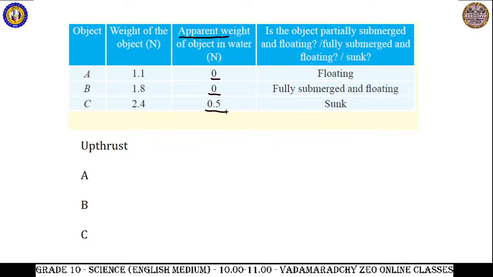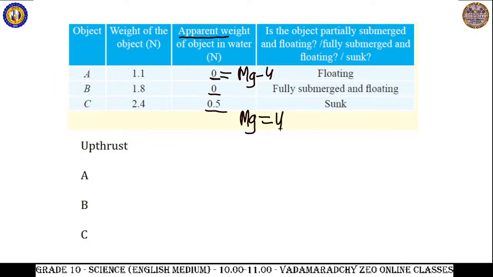We already studied that apparent weight is equal to weight minus upthrust. Apparent weight is equal to weight minus upthrust. If the apparent weight is 0, that means the weight is equal to the upthrust.